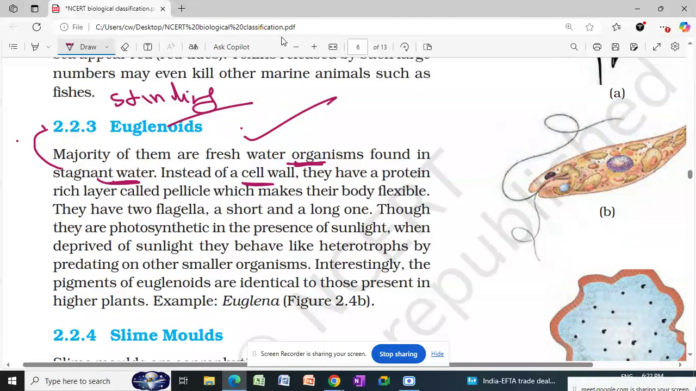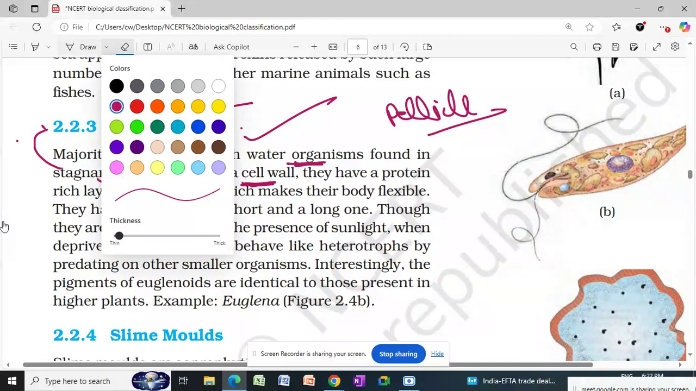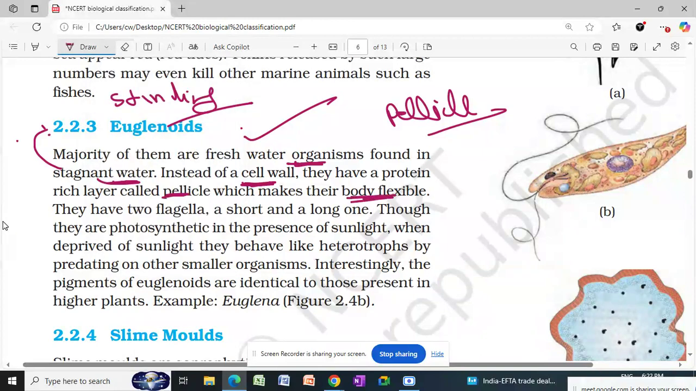Instead of a cell wall, they do not have a cell wall, but they have a protein rich layer. That protein rich layer is called the pellicle, and this pellicle makes their body flexible. So a question can be asked: instead of a cell wall, which structure is present in the case of euglenoids? You will say pellicle is there, and it is making their body flexible.